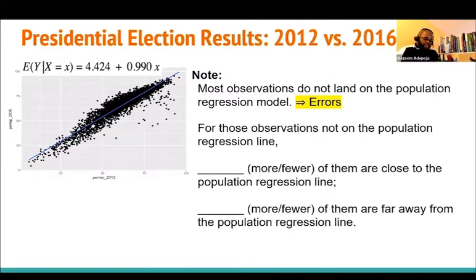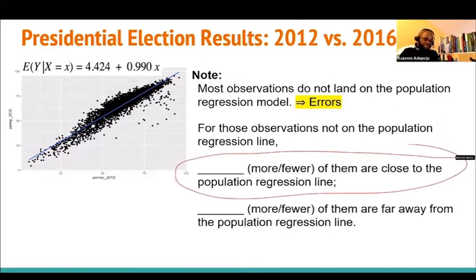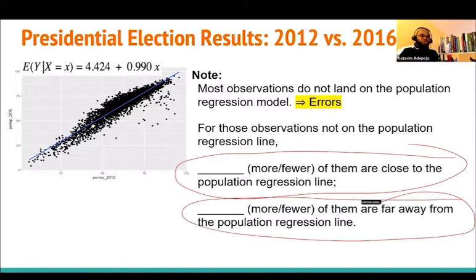If you take a look, this is a question. This can be a multiple choice question in midterm one. I want you to focus on this. You have to choose more or fewer. Now take a look at this: blank of them are close to the population regression line. Which one is going to be your answer, more or fewer, based on what you are seeing right here? It's actually going to be more. More of them are close to the population regression line.